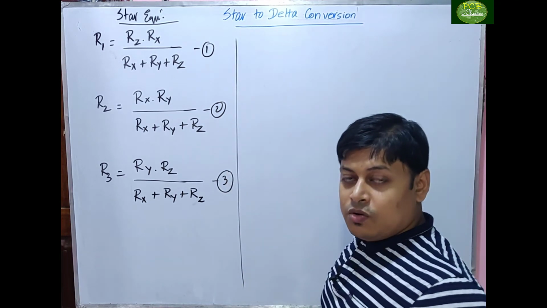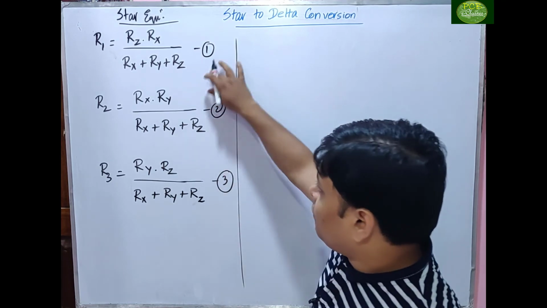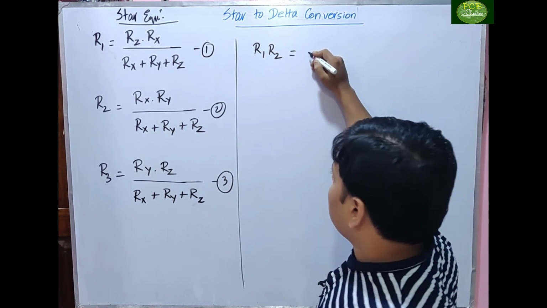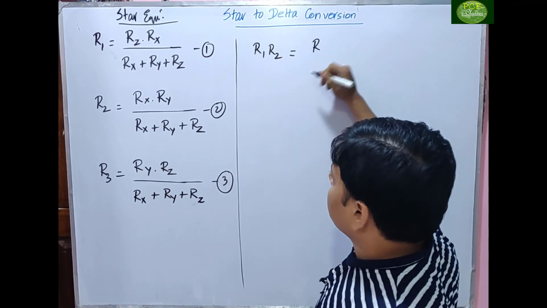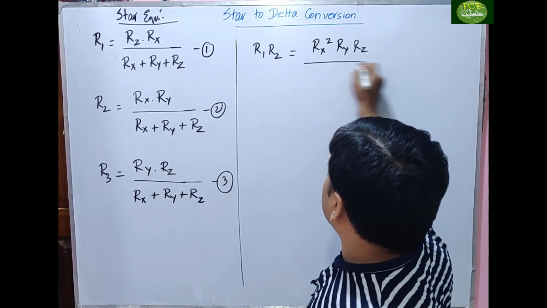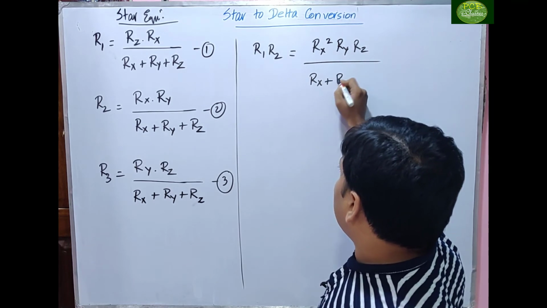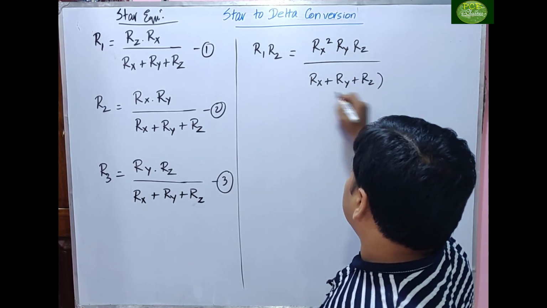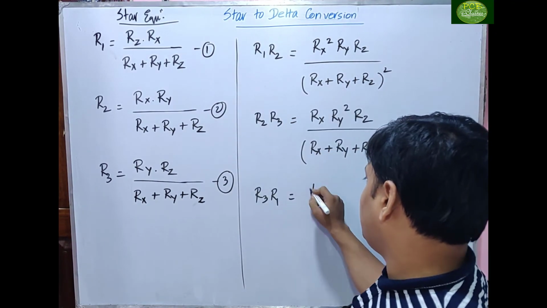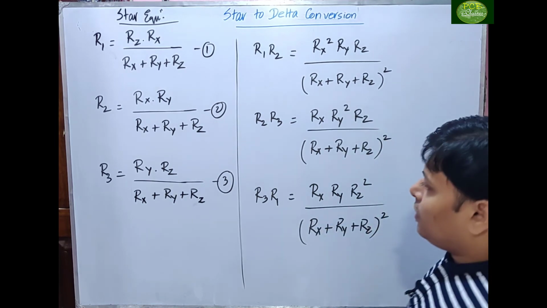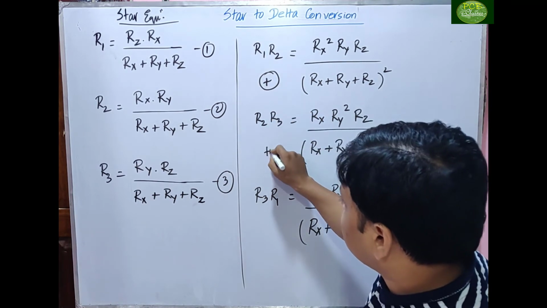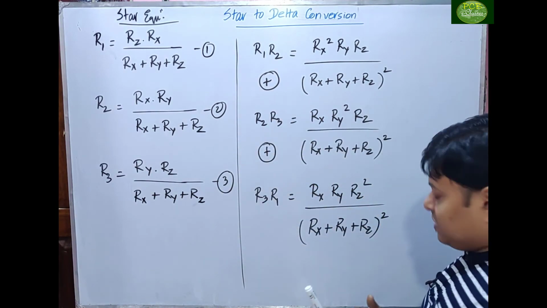Fine. Now multiply R1, R2. How much will I get? Rx square Ry Rz divided by Rx plus Ry plus Rz whole square. Now what you have to do, add these all, add these 3. So what is the equation I will be getting?